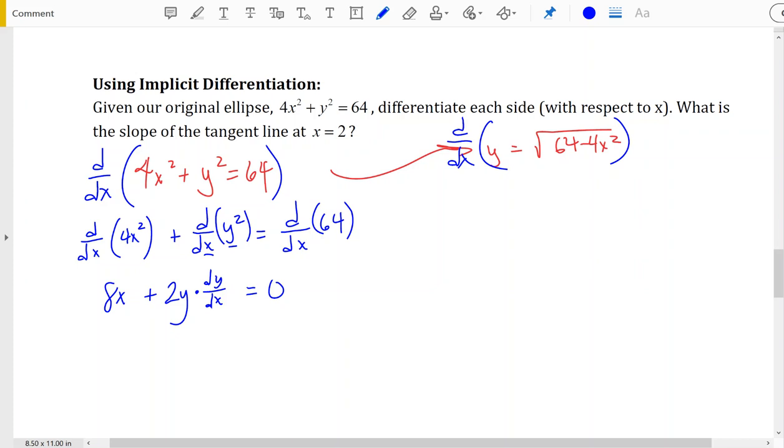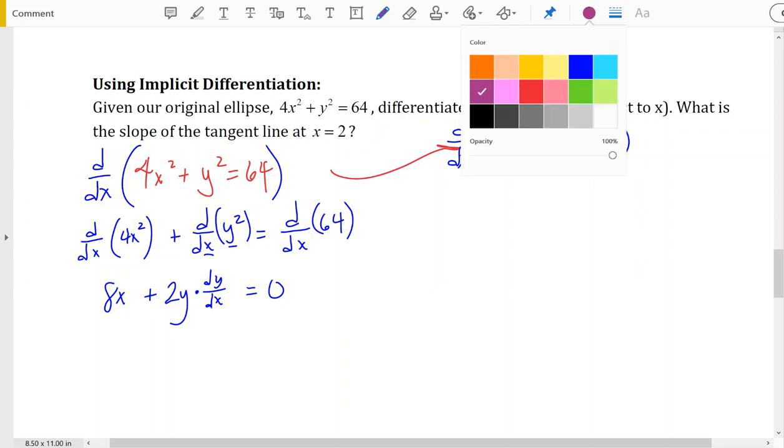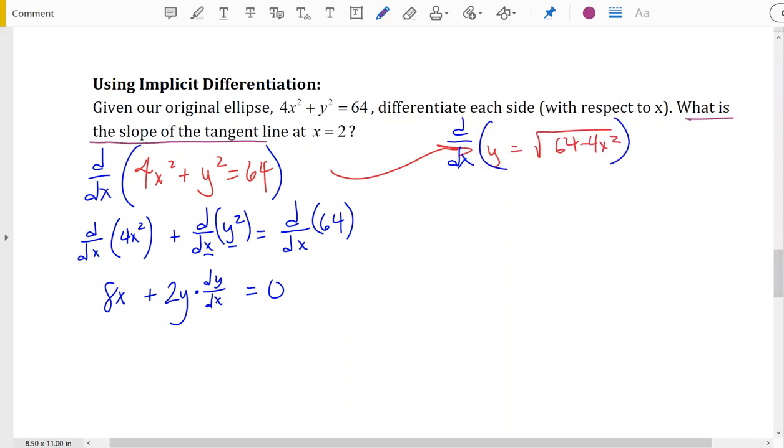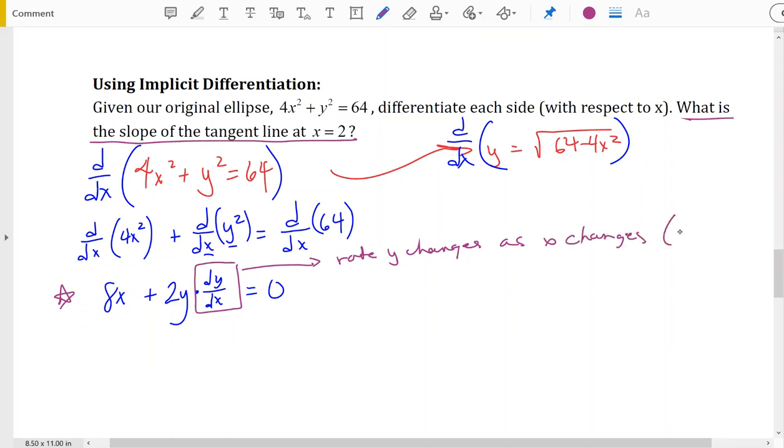Now, we're trying to calculate the slope of the tangent line when x is equal to 2. Well, there is a symbol in our new equation that represents the slope of the tangent line. That's this symbol right here. This symbol means the rate that y changes as x changes. Well, we've been calling this slope since Algebra 1.